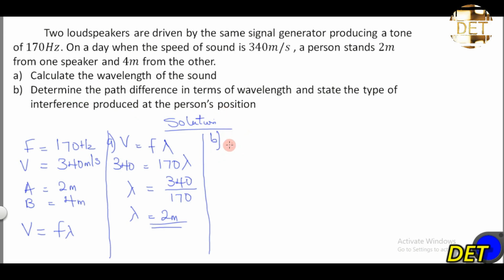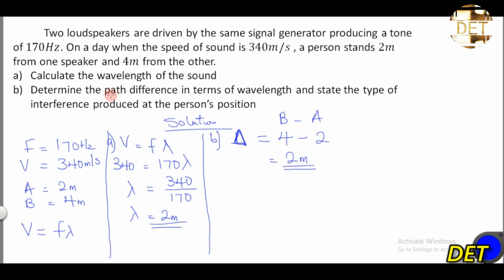The path difference, which I will represent as delta, is equal to the difference between the distance of the person from speaker B and the distance of the person from speaker A. So that will be 4 minus 2, that's B minus A, which is equal to 2. So that's 2 meters. This is the path difference.